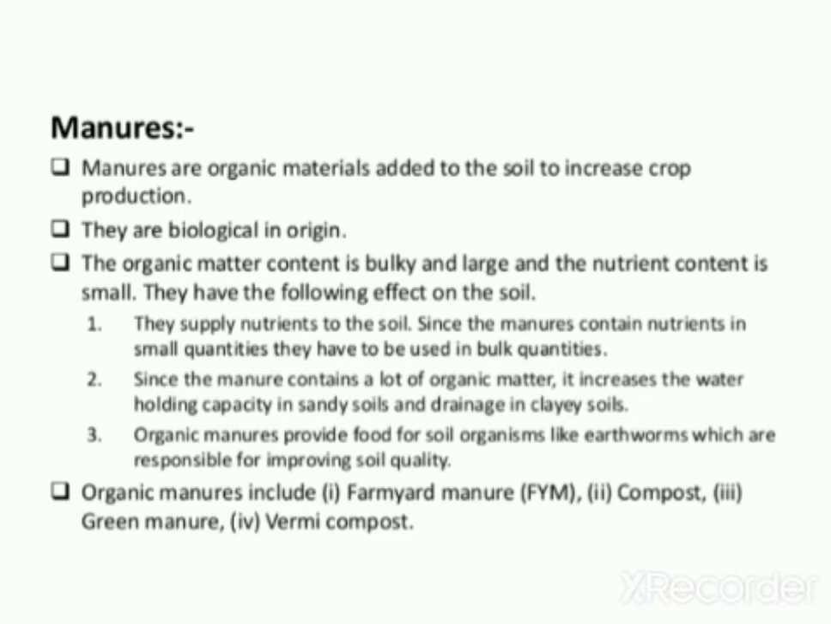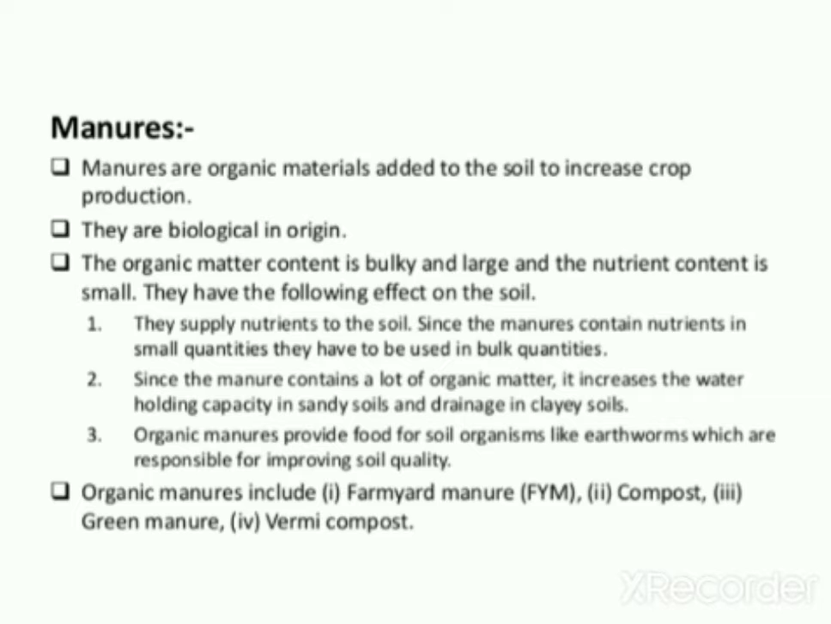Manures are organic materials added to the soil to increase crop production. They are biological in origin. The organic matter content is bulky and large, and the nutrient content is small. They have the following effect on the soil: the supply of nutrients to the soil. Since the manure contains nutrients in small quantities, they have to be used in bulk quantities.